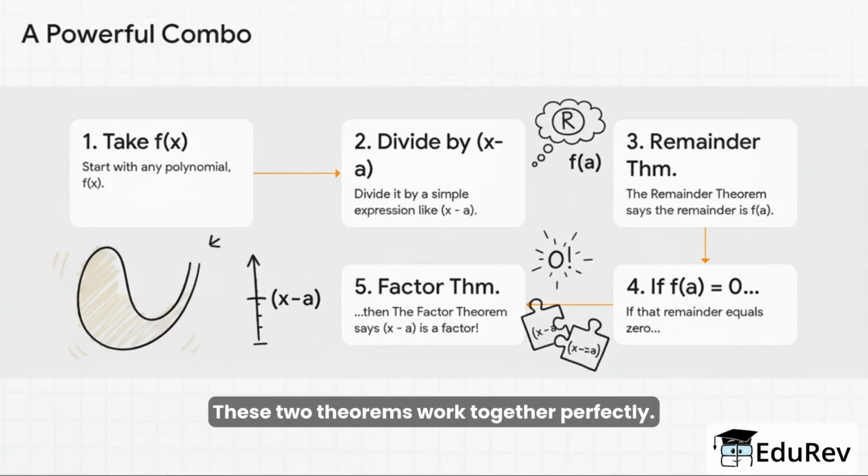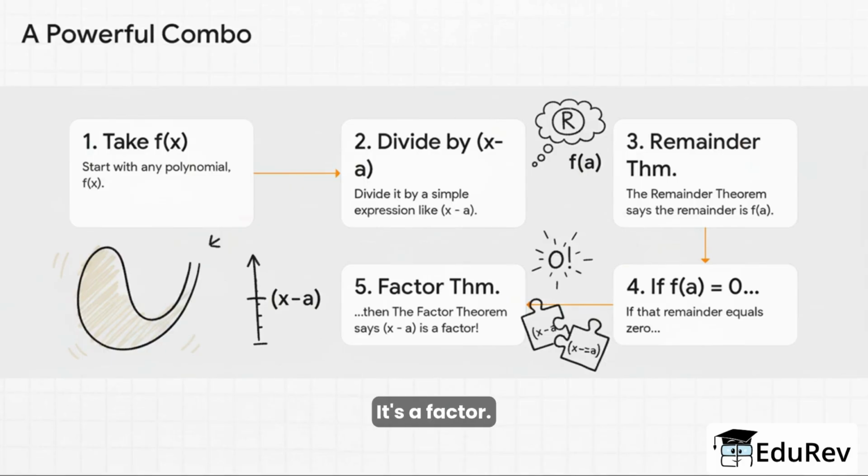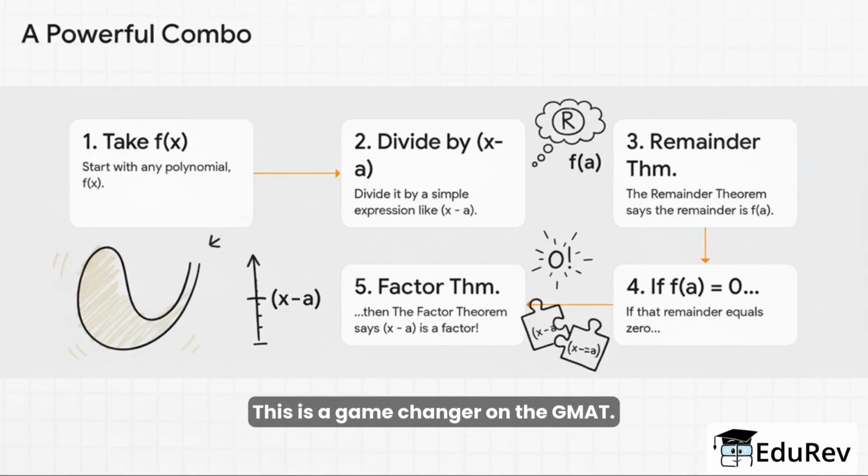So check this out. These two theorems work together perfectly. The remainder theorem lets you skip painful long division. Instead, you just plug the number a into the polynomial, and whatever you get is your remainder. Simple. But here's where the magic happens. If that remainder turns out to be 0, bam! The factor theorem kicks in and tells you that x minus a divides your polynomial perfectly. It's a factor. This is a game changer on the GMAT.